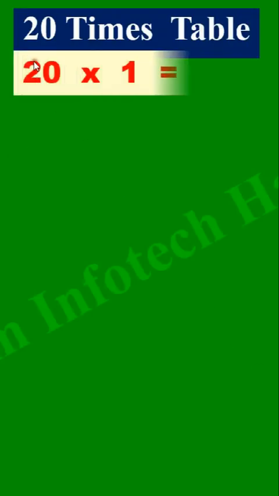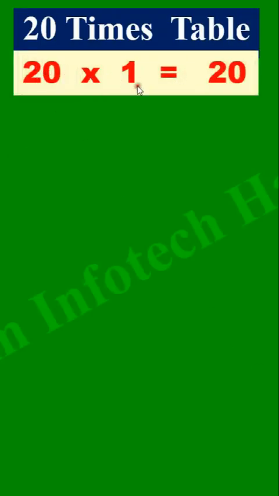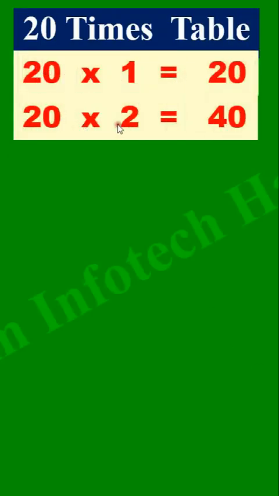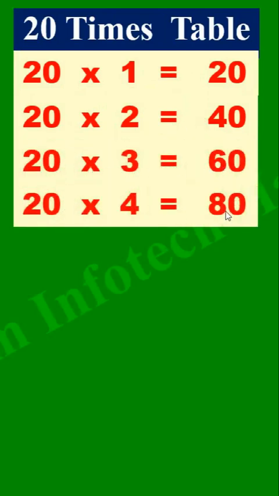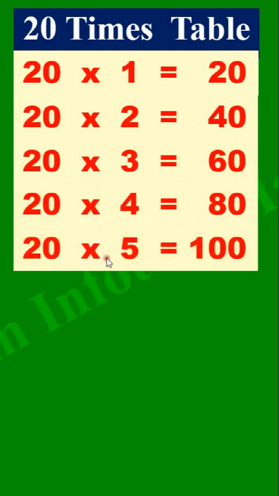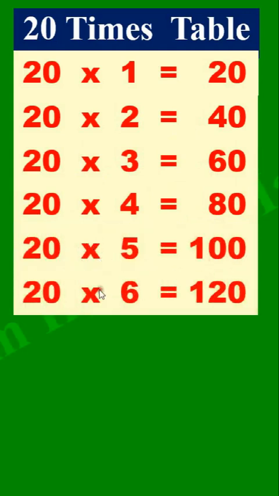20 times table. 20 times 1 is equal to 20. 20 times 2 is equal to 40. 20 times 3 is equal to 60. 20 times 4 is equal to 80. 20 times 5 is equal to 100.